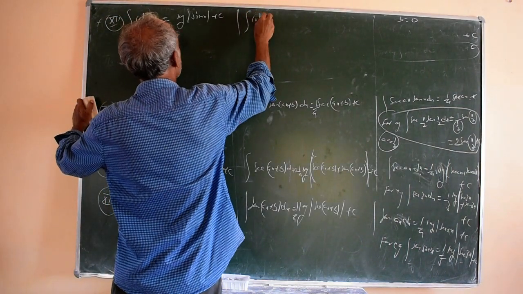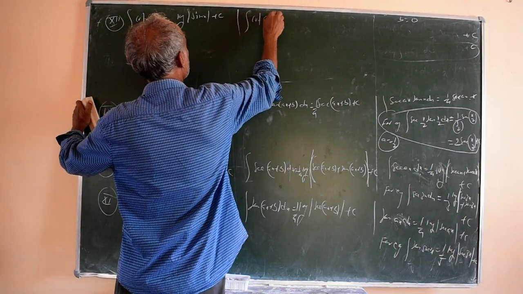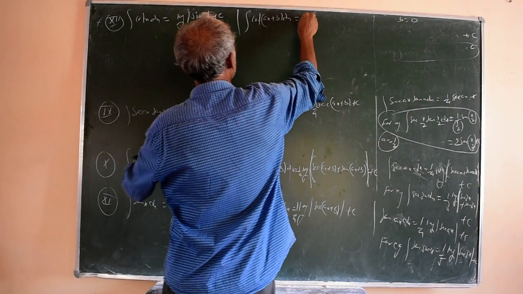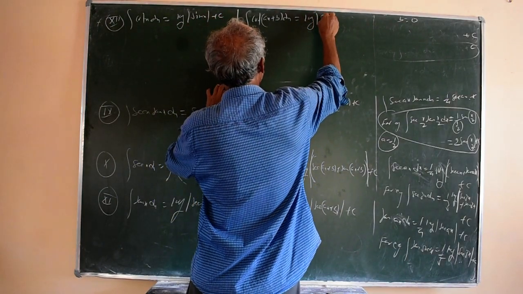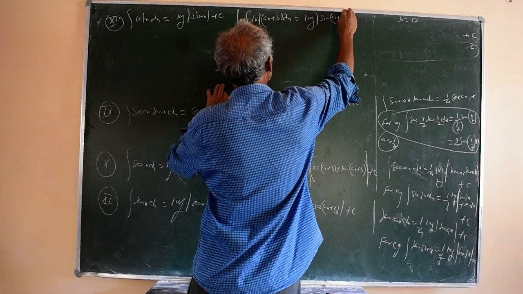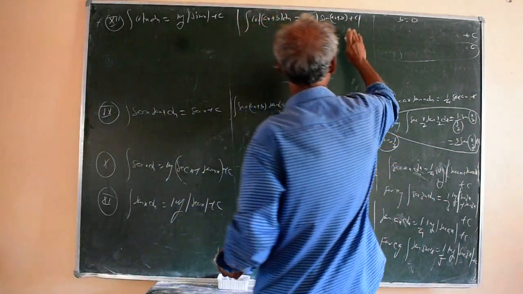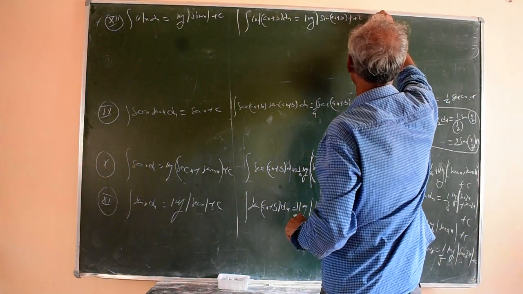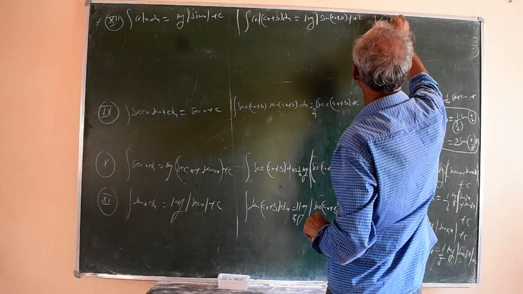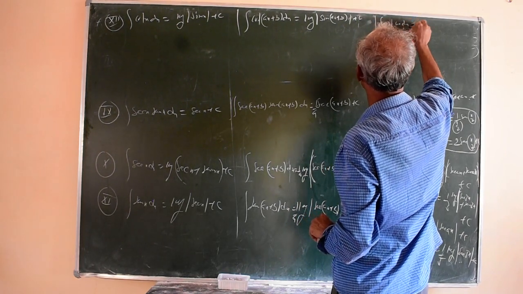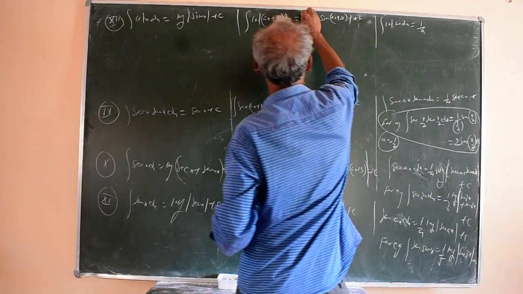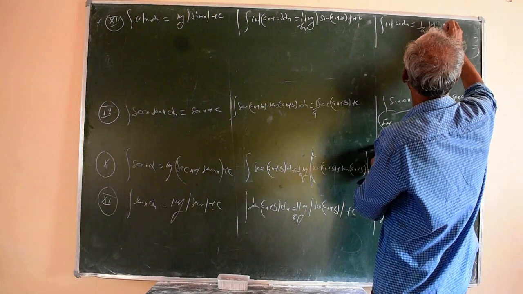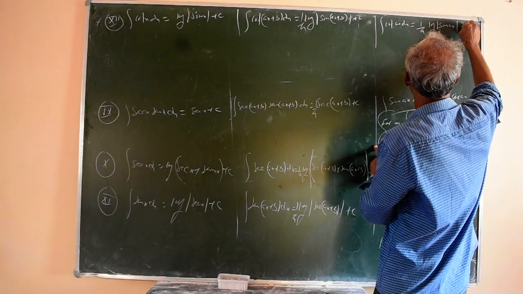Integration of cot of ax plus b dx is equal to log of mod of sin of ax plus b plus c. Integration of cot of ax dx is equal to 1 by a, here also 1 by a, log of sin of ax plus c.